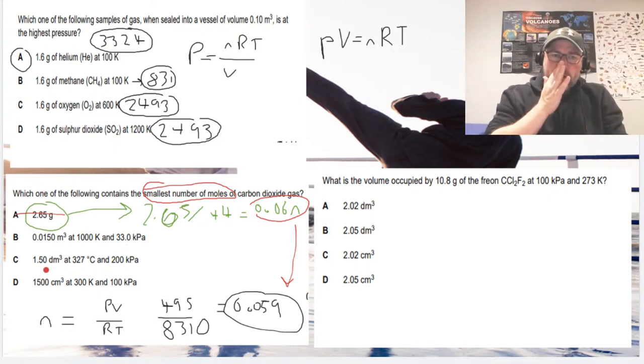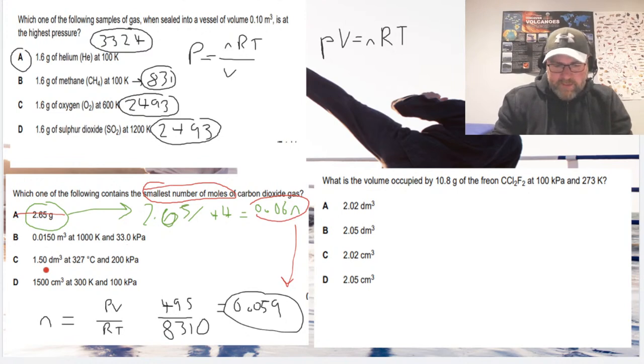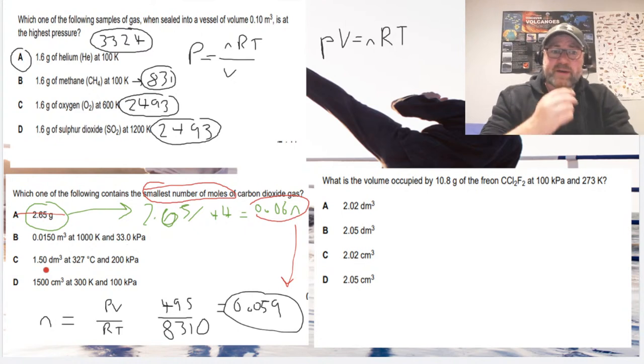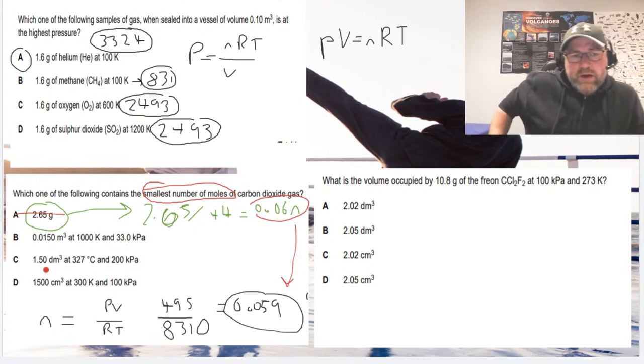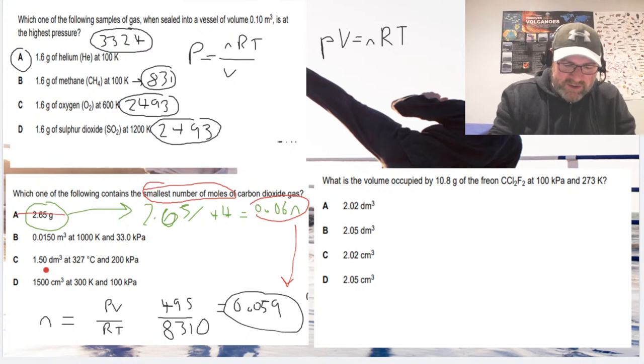For C, we've got 1.5 decimeters cubed. Okay, what is that in meters cubed? Really annoying. I want to convert that to meters cubed. That's 1.5 times 10 to the minus 3 meters cubed. So I'm going to times that by the pressure, which is 200,000.